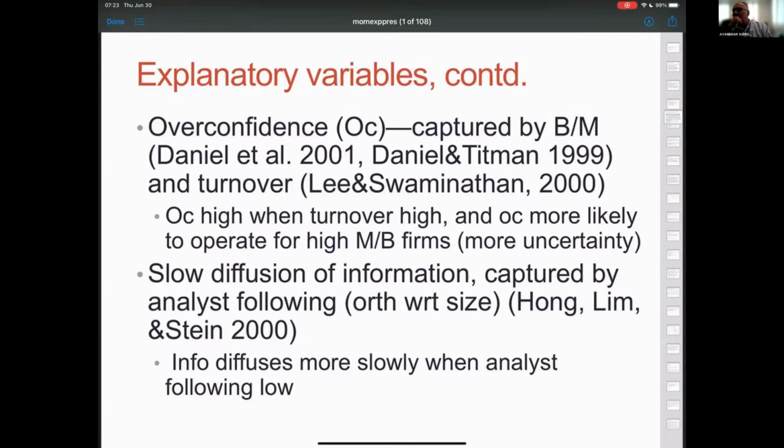Okay. And so the logic behind this idea is that when market to book is high, then essentially there's more uncertainty surrounding the firm. It's like a growth firm, right? Which means that overconfidence is more likely. Okay, so overconfidence about a riskless asset is not applicable because the rate of return is known.